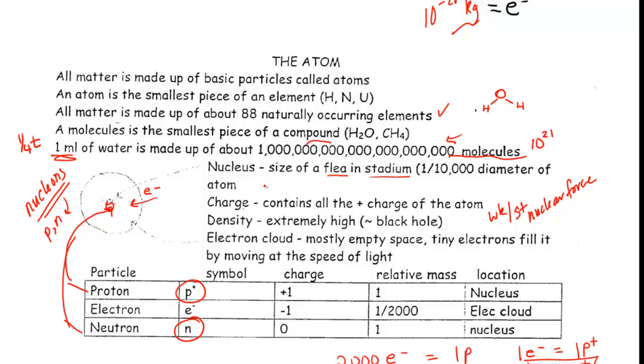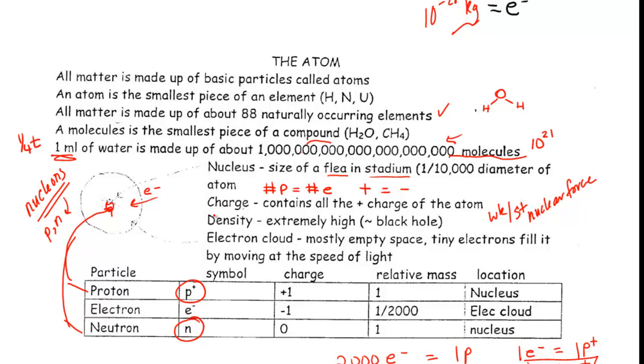Atoms will have a neutral charge, and they will be neutral because the number of protons will equal the number of electrons. So the positive charge will equal the negative charge to be neutral. Now, we can have ions, and we'll talk about those a little bit later.